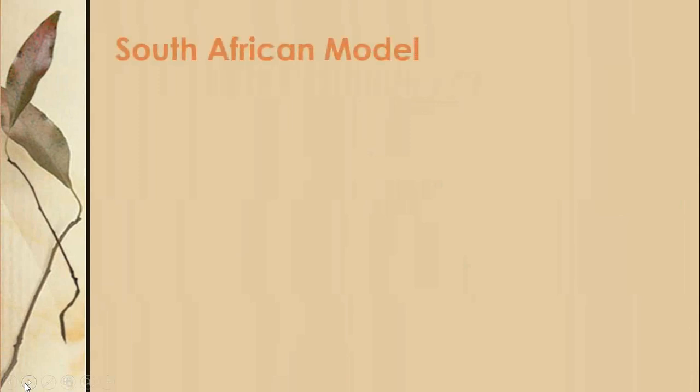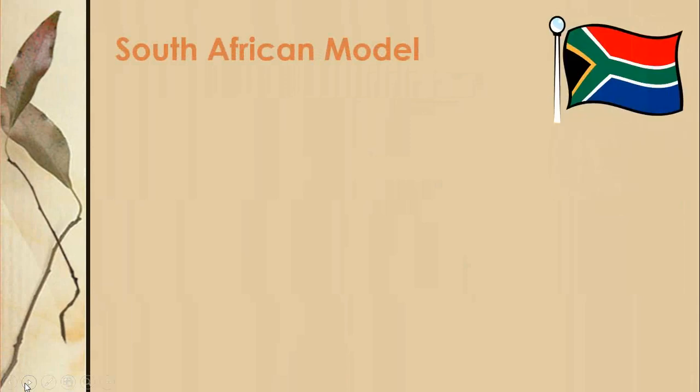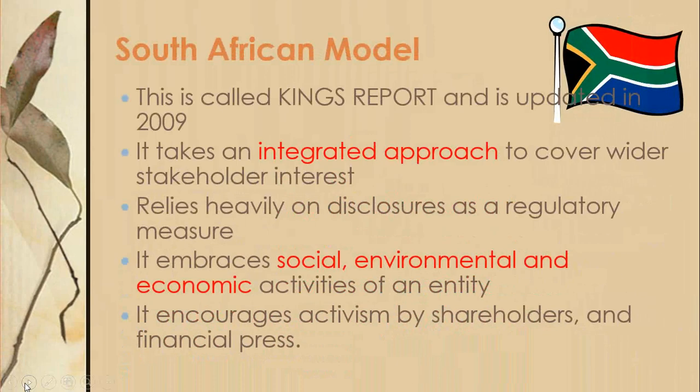Then I want to discuss the South African model. The South African model is called the King Report. That is also a principle-based one, and it was updated somewhere in 2009. It takes basically the UK model, but the USA model takes more of a shareholder approach. The South African model takes a stakeholder approach. They look at the wider community, because I think after Nelson Mandela and all that, they are looking more at the community than even the businesses.